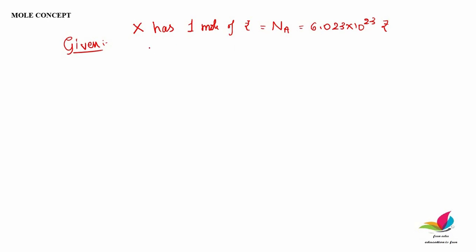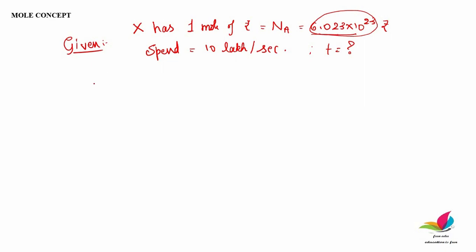And how much can he spend? He can spend 10 lakh per second. So what is the time required to spend all this amount, that is 6.023 into 10 to the power 23 rupees? You have to remember, this is a very large quantity. So you have to now calculate the time required to spend all this amount.